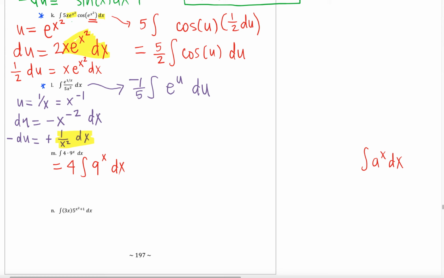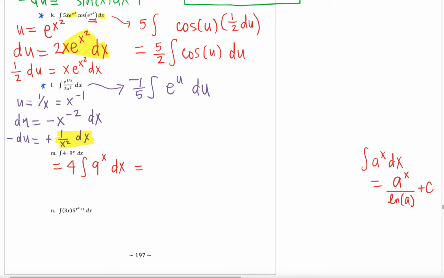In this case, this is actually one of our basic integrals. Instead of having an a or an e, it's going to be a base of 9. We learned up above that this basic integral of a to the x dx is equal to a to the x divided by the natural log of our base, plus that constant. So why don't you guys pause the video here and find your general antiderivative, and then we'll check it together.